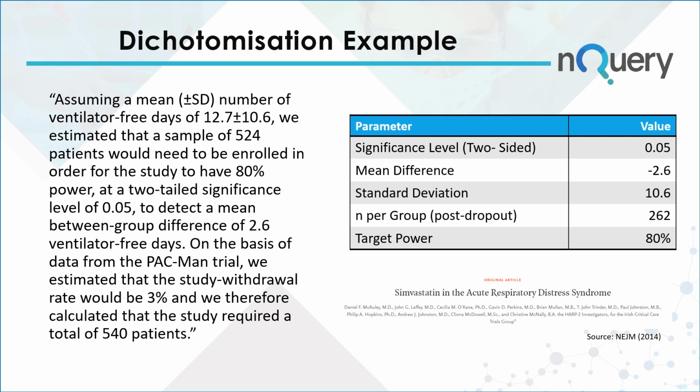So what we're going to do here is just take a simple example, simvastatin in acute respiratory distress syndrome. This is from a paper from the New England Journal of Medicine. It's a fairly trivial 2-sample t-test example where they were expecting around a 2.6 difference, basically going from 12.7 in placebo up to 15.3 in the simvastatin group. For this, they expected 262 people per group post dropout. They had a 3% dropout that brought them up to 540. And standard deviation of 10.6, target power of 80. Nothing too complicated here. This should be relatively simple.